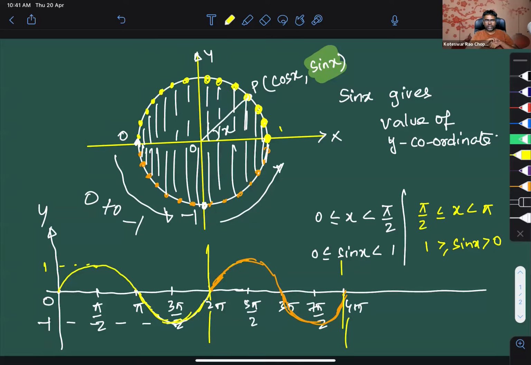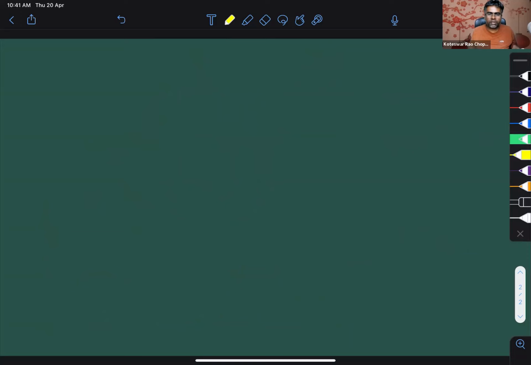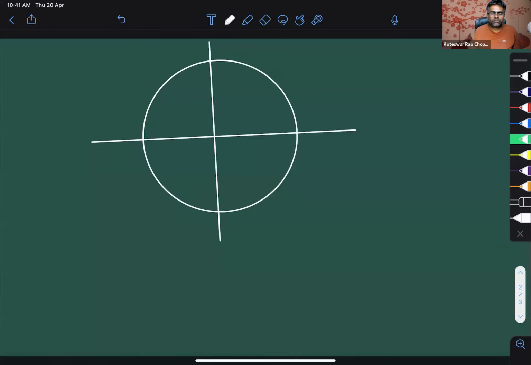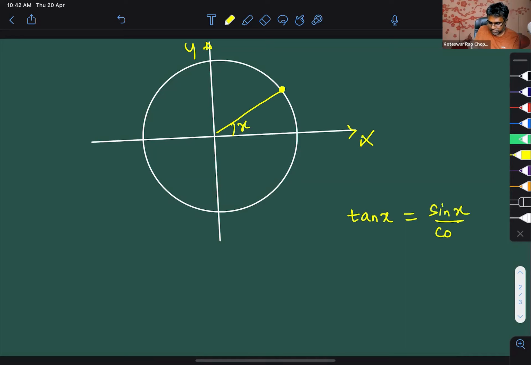I think I'll do one thing. I'll just explain how your tan changes. So that will be interesting. Okay, now let's look at tan. So this is x, this is y. Let's say I'm picking a point here, and then this is x. Your tan x is sin x by cos x.